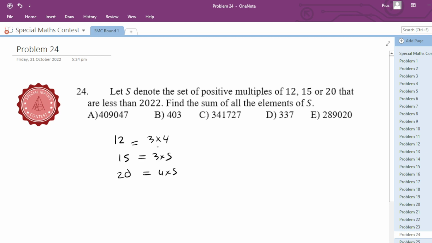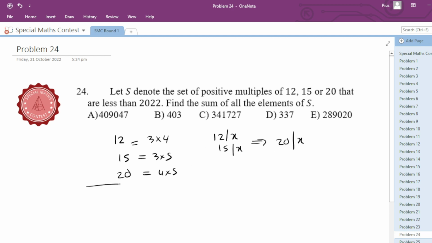So this means that if we take the LCM of any two, it's going to be a multiple of the third from this composition. If we have a number x that is a multiple of 12 and also a multiple of 15, then automatically 20 will also be a factor. X must be a multiple of 20 as well. So if it's a multiple of any two, it's going to be a multiple of all three.